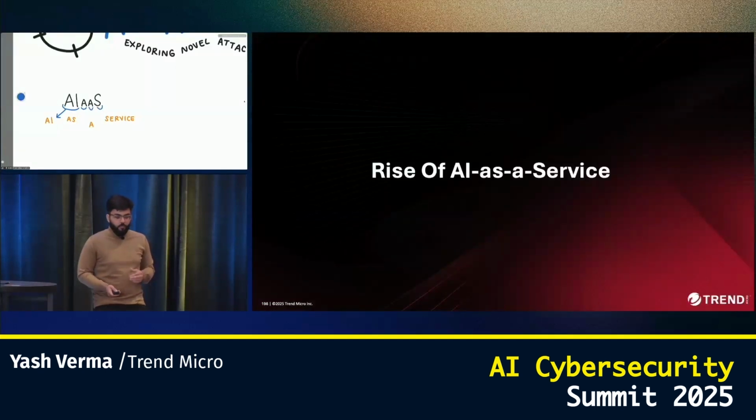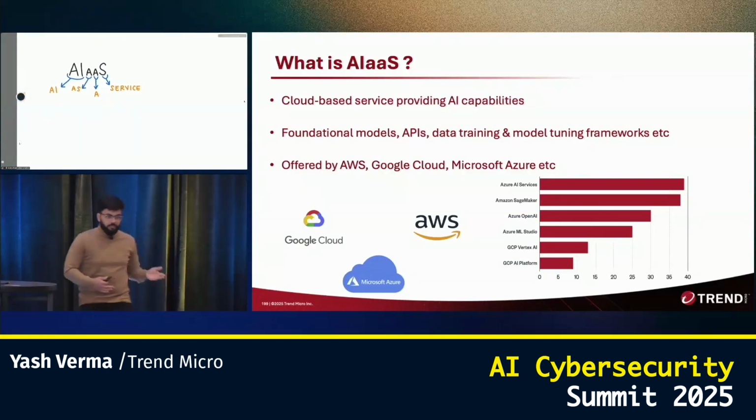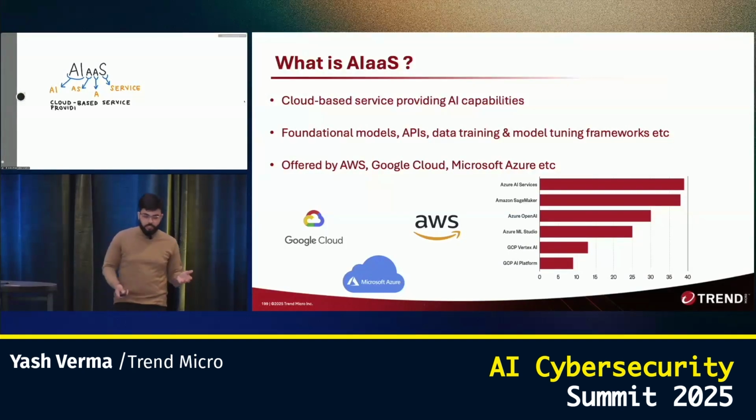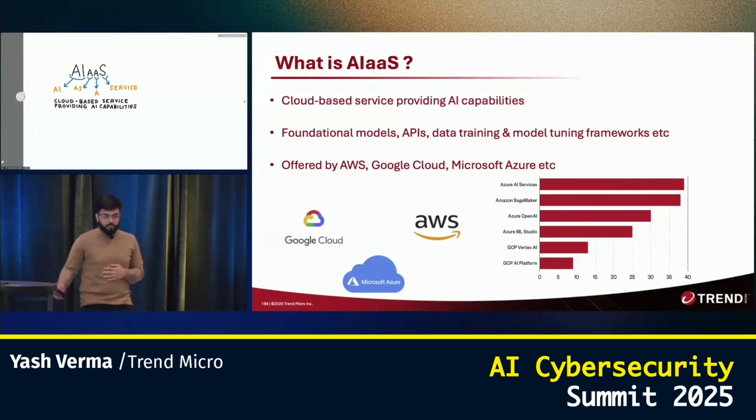As the name suggests, AI as a service means any AI capabilities that you see on cloud. These capabilities involve foundational models, APIs, data training, model tuning frameworks, etc. And there are a lot of CSPs already in the market, like AWS, Google Cloud, Microsoft Azure, etc. The most famous ones you can see are Azure AI Services, then Amazon SageMaker, then Azure OpenAI, then Azure ML Studio, Vertex AI, AI Platform, and a lot of other things. One AI service that I haven't mentioned here is Bedrock, which I'll be talking about later in my presentation alongside SageMaker.